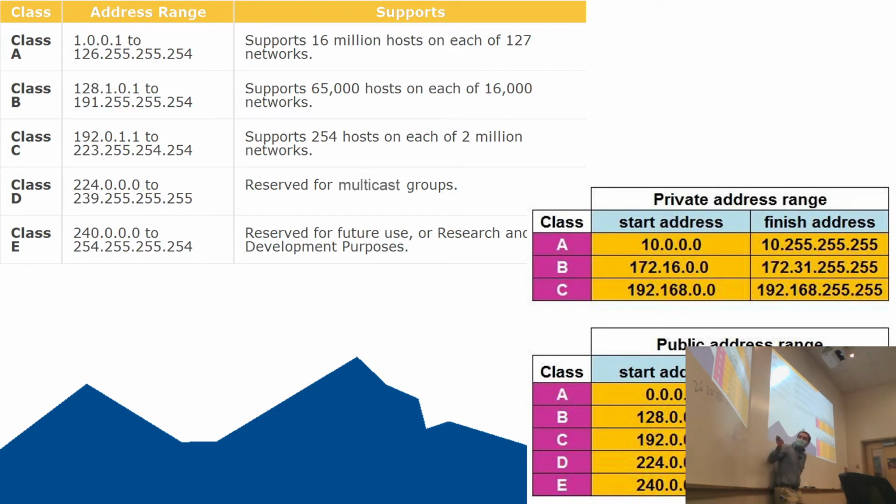Okay? So yeah, make sure you understand the different ranges. There's a public range and there's a private range. Make sure you understand that. Any questions about this?